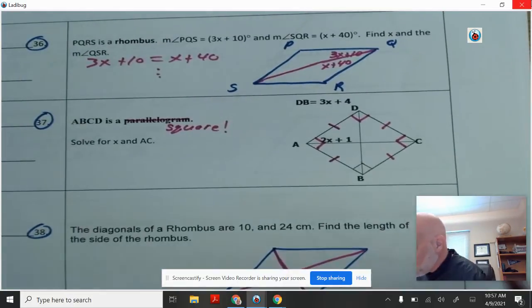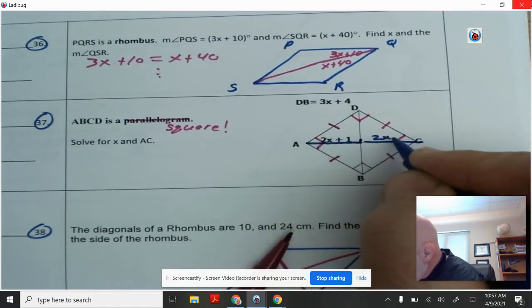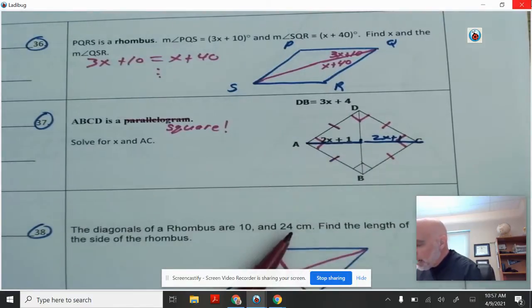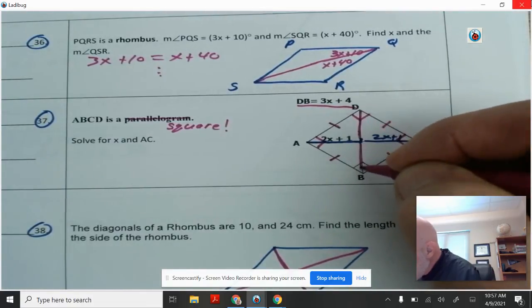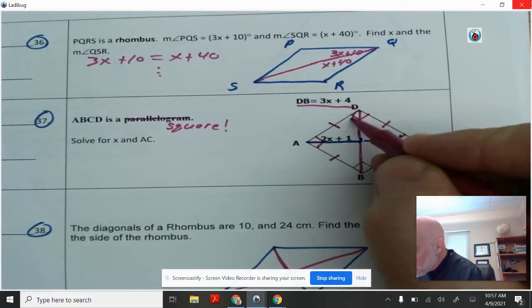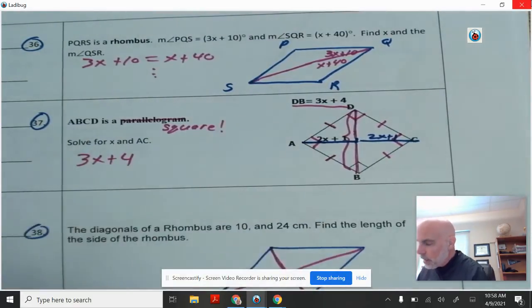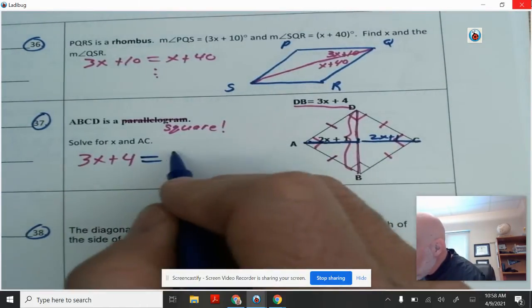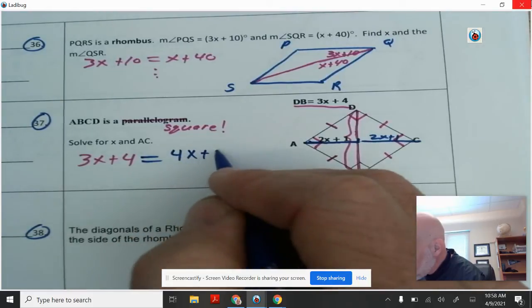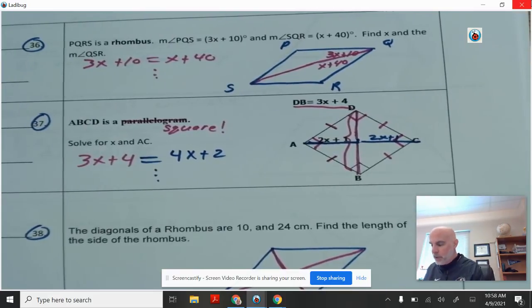And so then it's easily doable because what that means is if this segment from here to here is 2x plus 1, well, so is this one. And that also means that this diagonal should equal this diagonal, DB, which is right here. DB, the whole thing, it says, is 3x plus 4. So what I'm going to do is set that diagonal equal to the other diagonal. Now, the other diagonal is actually those two added together, which would be 4x plus 2. So there was a lot to piece together on that one, but very doable.